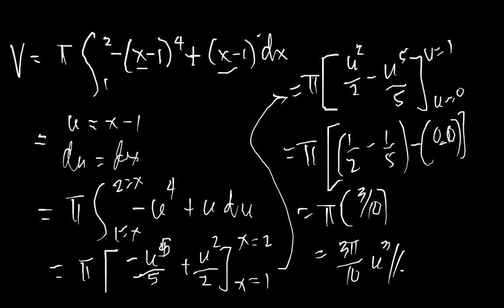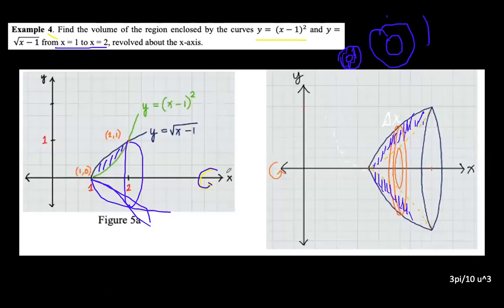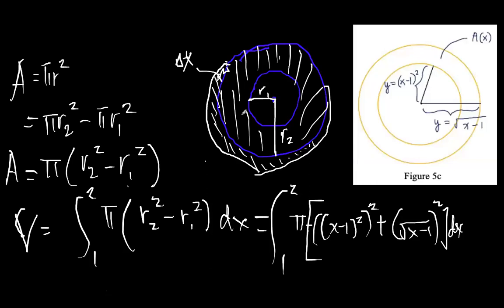Ano bang sagot dito? Wala, walang sagot. How do we check? Okay, so eto class yung sagot. 3 pi over 10 unit cubes. Or unit cube. Tingnan natin, baka may mali ako. Solution. Ayun, 3 pi over 10 unit cube. So tama naman pala yung sagot natin. Okay? So this is what we call finding the volume of the curve using a washer.